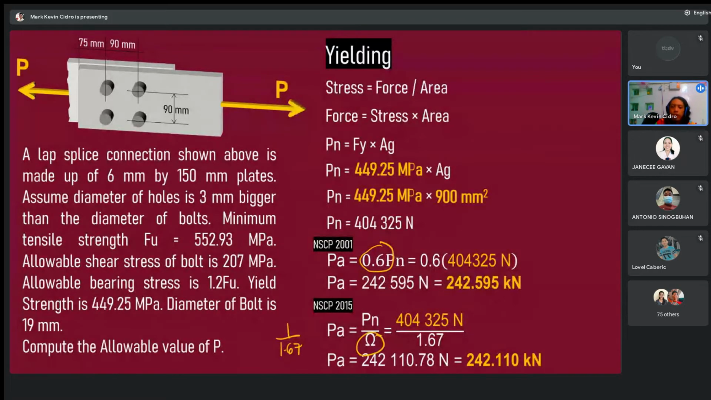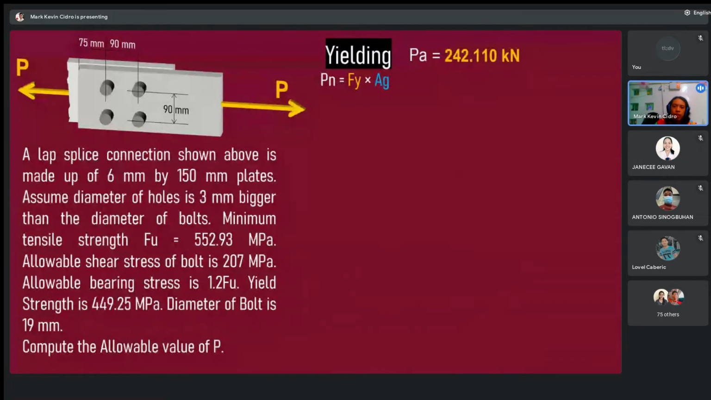Okay, next. So for yielding, the allowable value of P is equal to 242.110 kilonewton. Next type of failure, rupture, right?